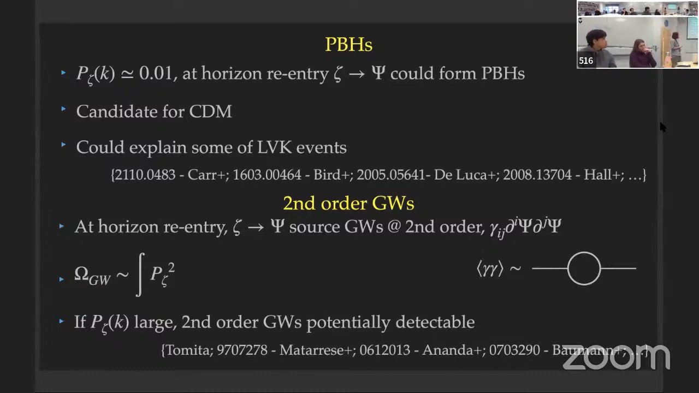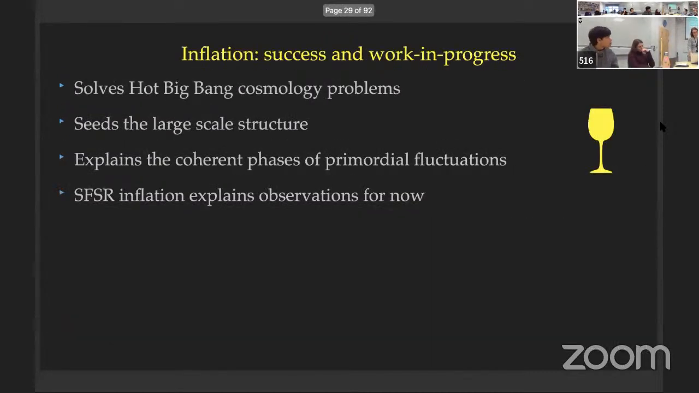So schematically, second order gravitational waves are given by an integral of the square of the scalar power spectrum. And if P zeta is small, then the second order gravitational waves will be small. But if P zeta is large and exhibits a peak, then we might have the possibility to detect these gravitational waves and test therefore inflation.